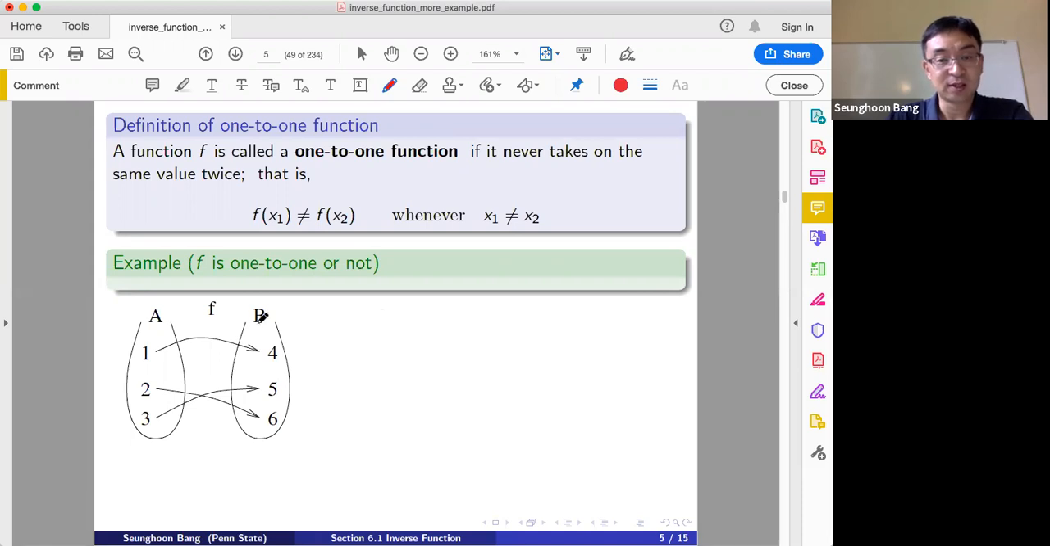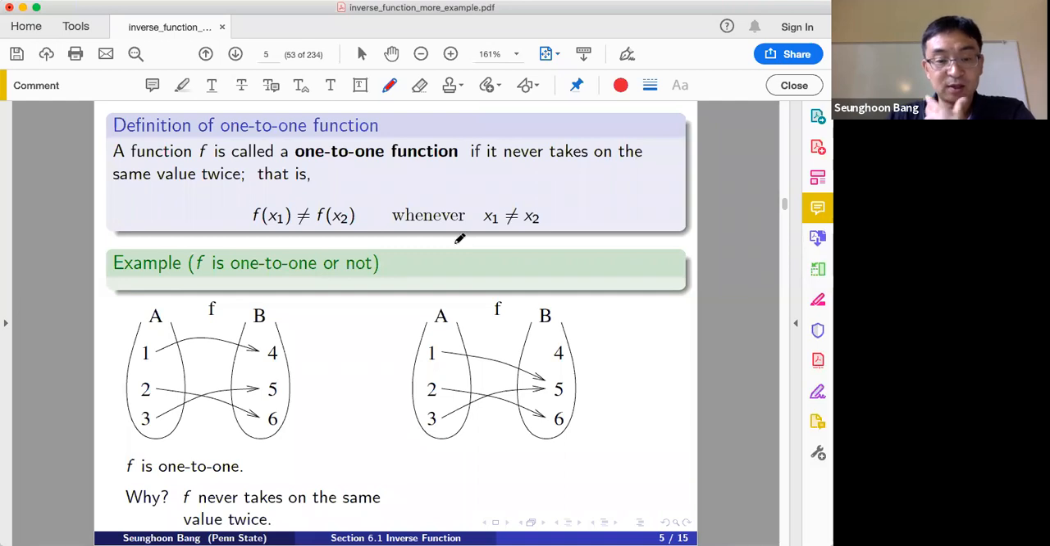So what do you think? Is this function one-to-one? Or you check that f never takes on the same value twice. It's like the exact definition. The answer is yes, one-to-one, because f never takes on the same value twice.